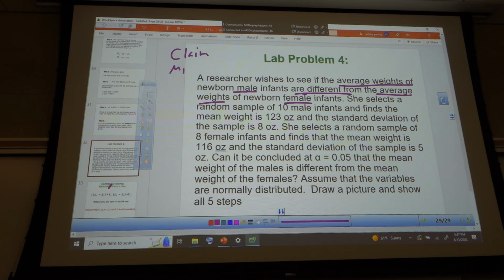What's the word for different? What's the symbol for different? Not equal to. Everybody on board? That one gets a little tricky for folks. Different means that you're not the same. If you're not the same, you're not equal. Not equal.